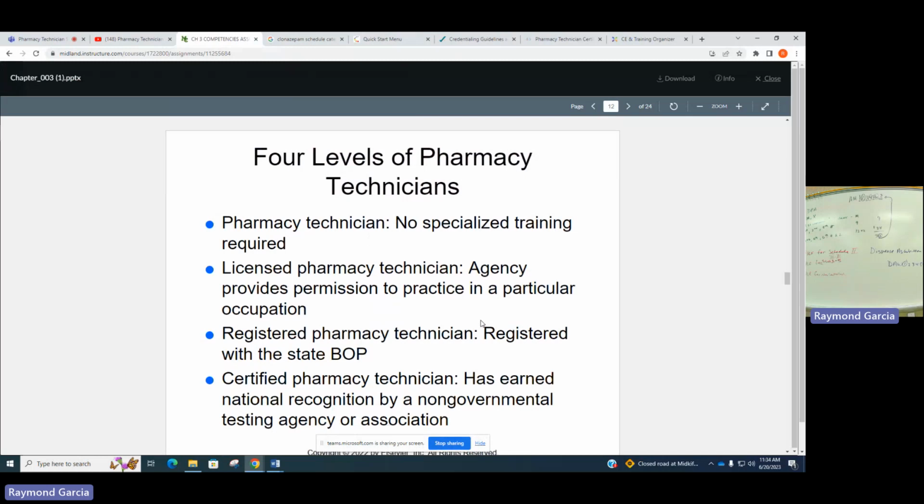But like I said, we cannot counsel the patient or talk to the patient, stuff like that, or get a new script from the phone and type it in. We have to have the pharmacist do that.